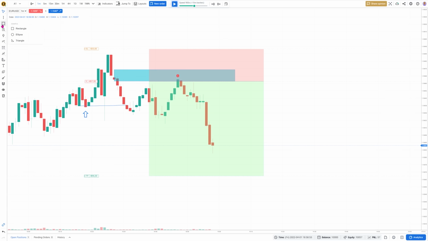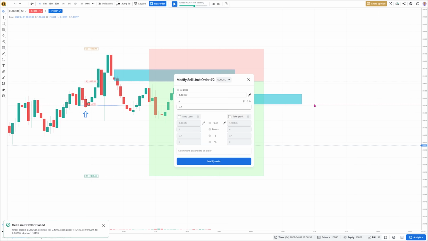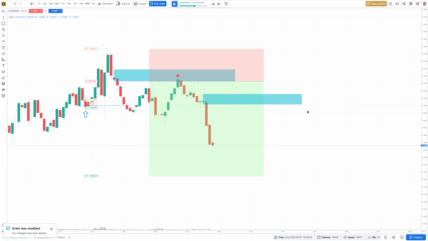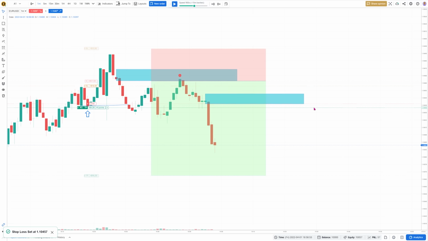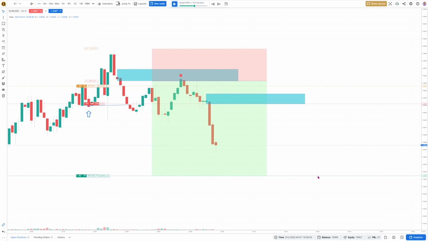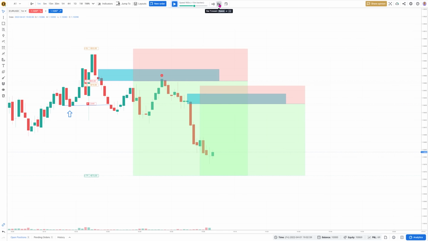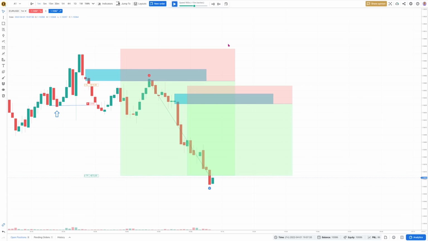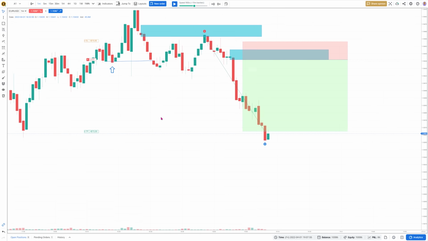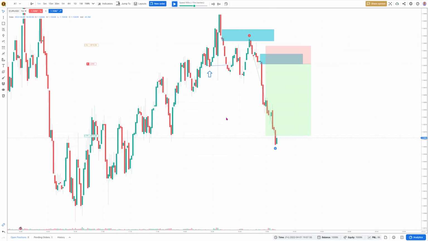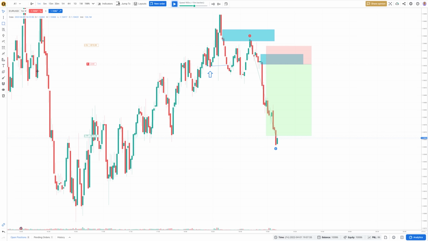The price has triggered our trade and created another bearish order block. Without canceling the first trade, we'll place another sell limit at this new order block. The price has hit our target, but we're not done yet. Our long-term target is this turning point right here.